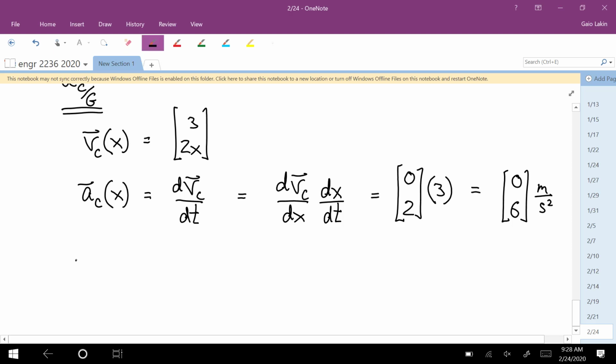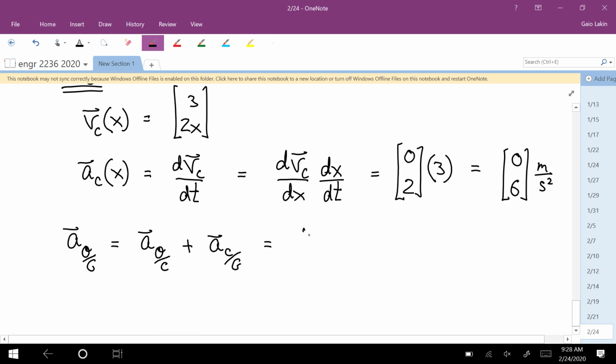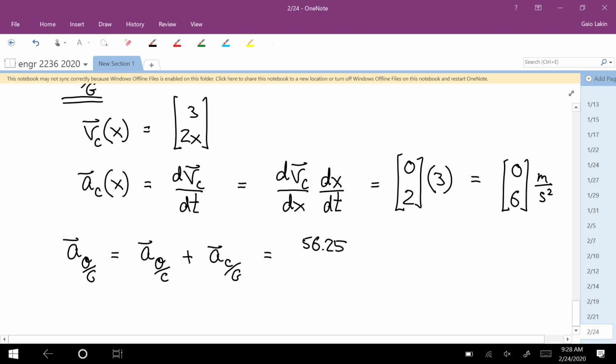And so now we can go back to relative motion. The acceleration of O relative to the ground is equal to the acceleration of O relative to C plus the acceleration of C relative to the ground, which is 56.25. This is in the plane, so there's no Z component here. So this is just 56.25, 0 for Z, meters per second squared.